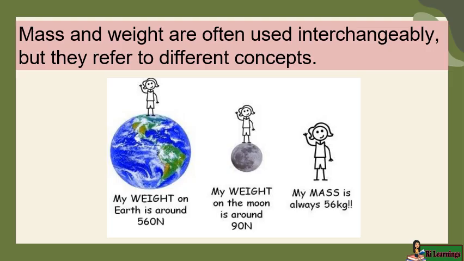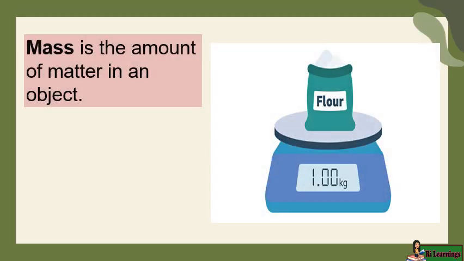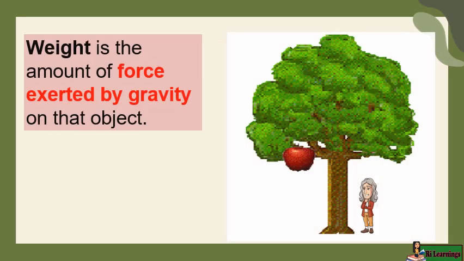Mass and weight are often used interchangeably, but they refer to different concepts. Mass is the amount of matter in an object. Weight is the amount of force exerted by gravity on that object.